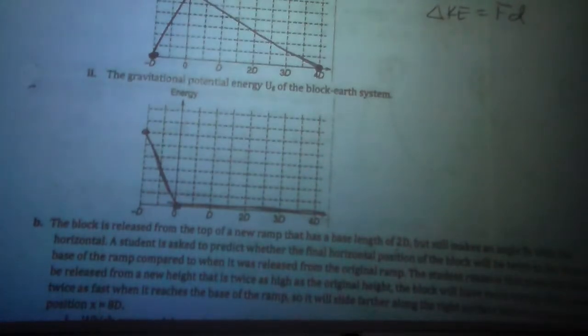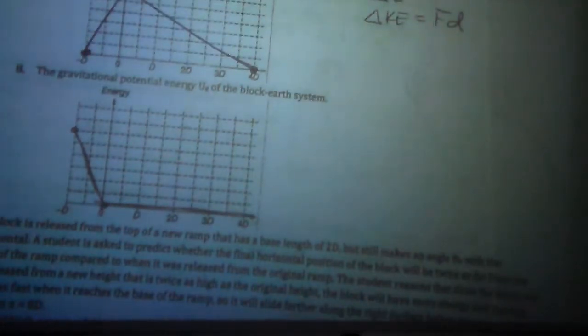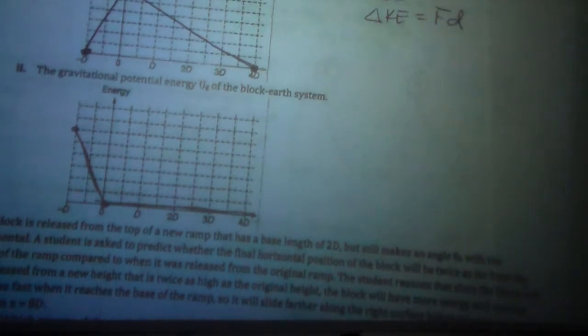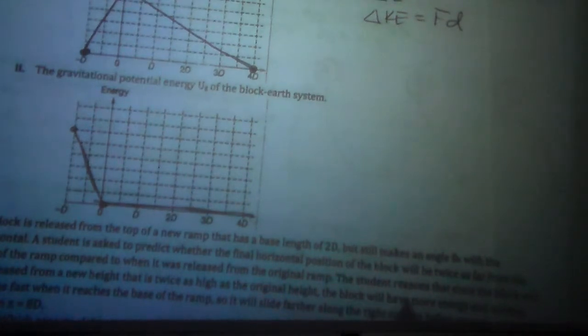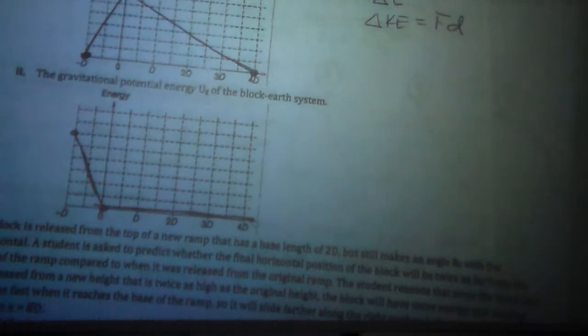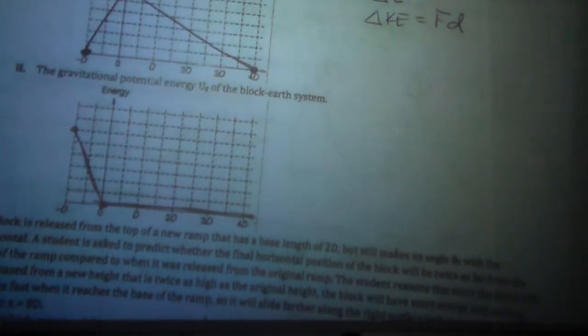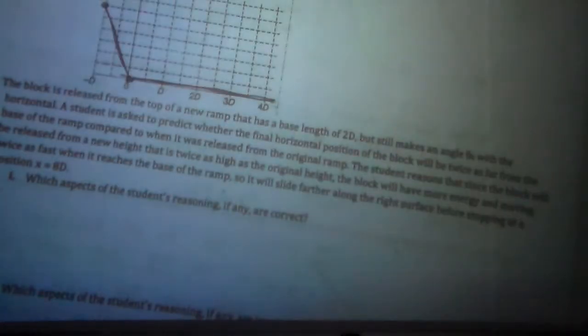Alright, if we release this at a base of 2D, so same angle but 2D, that's going to be twice as high. I guess I'll draw a picture here. Same angle, but now twice the distance, it's going to go twice as high. A student is asked to predict whether the final horizontal position will be twice as far compared to when it was released from the original ramp. The student says that since the block will be released from a new height that is twice as high, the block will have more energy and be moving twice as fast when it reaches the base of the ramp, so it'll slide farther along the right surface before stopping at 8D, which is twice as far. So we have to decide if that is correct.